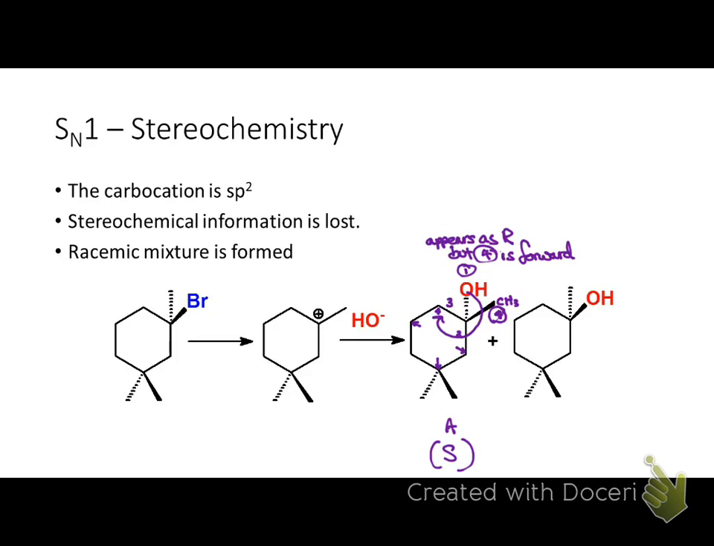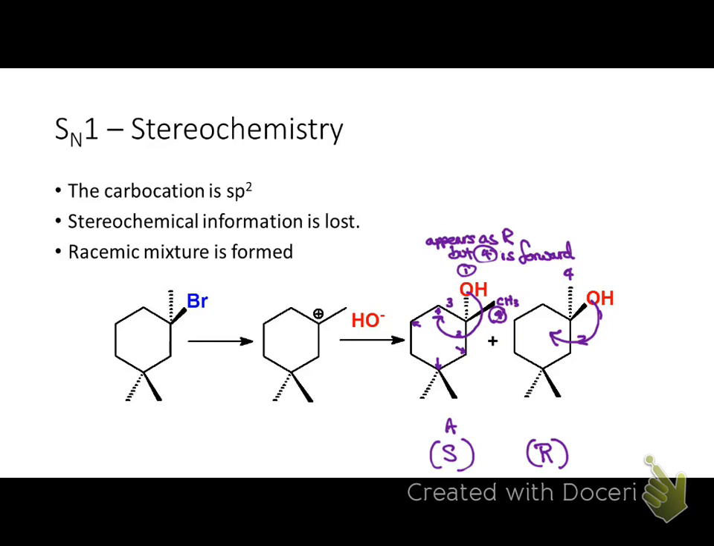This one looks a lot the same, right? But again, this is 4. This is 1. This is 2. It's going this way. Now 4 is in the back, so this is actually R. But again, you need to assign priorities, determine the direction of clockwise or counterclockwise, and then look to see where 4 is at, front or back.